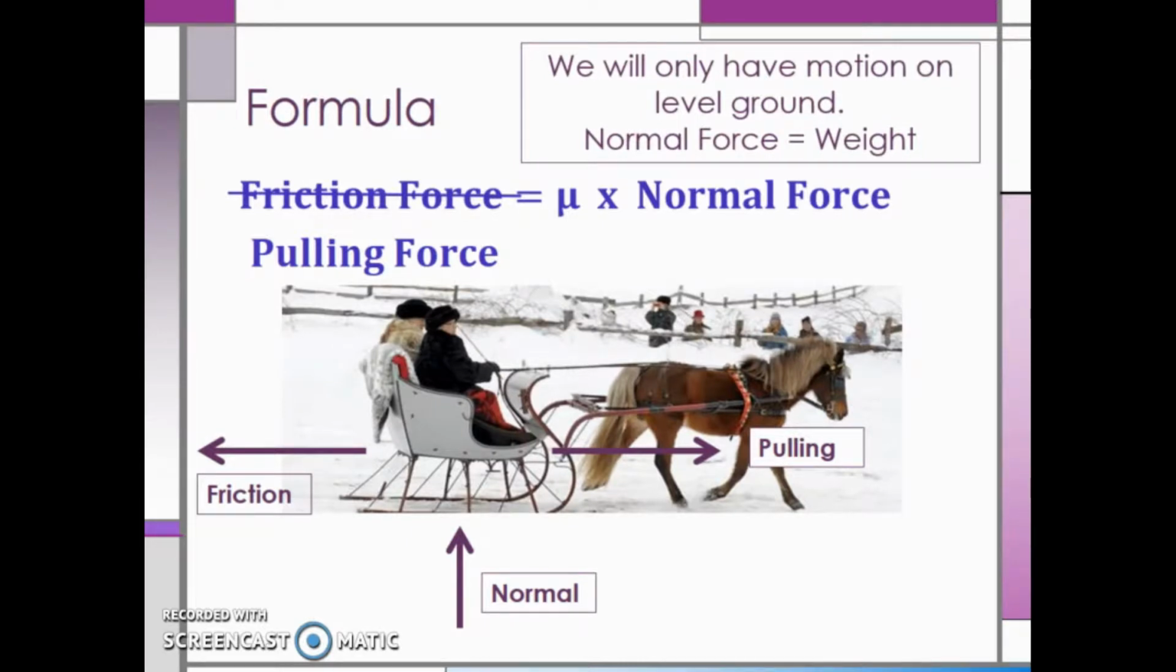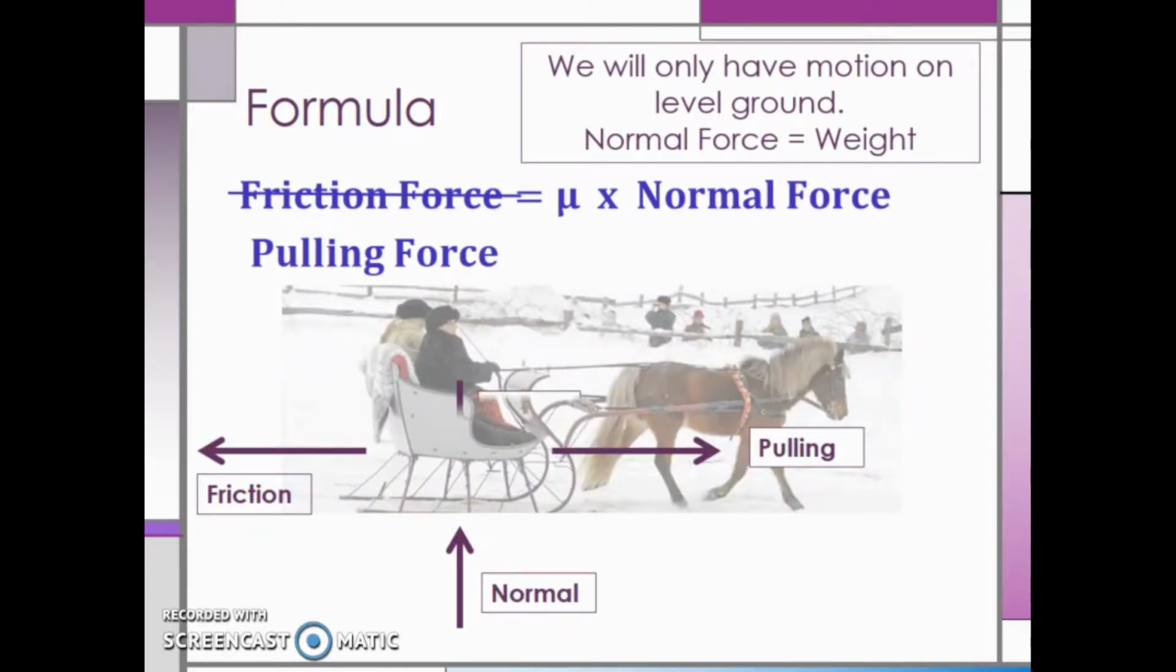One last modification to our formula. In this class, we will only have motion on level ground, which means that the normal force is equal to the weight force, or the weight of the object. Again, since the weight force is equal to the normal force, the lengths of those arrows in the picture should be exactly the same.